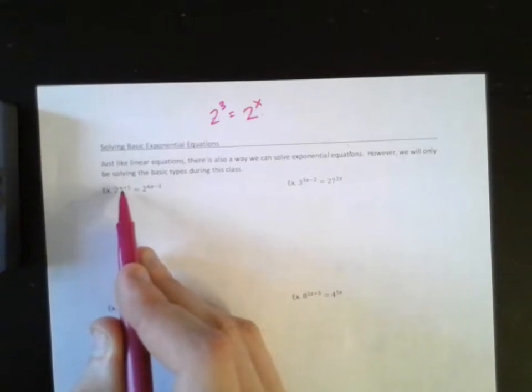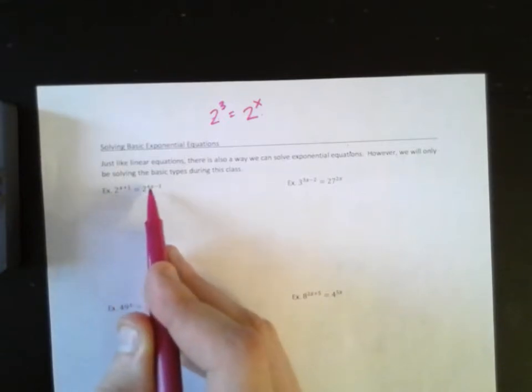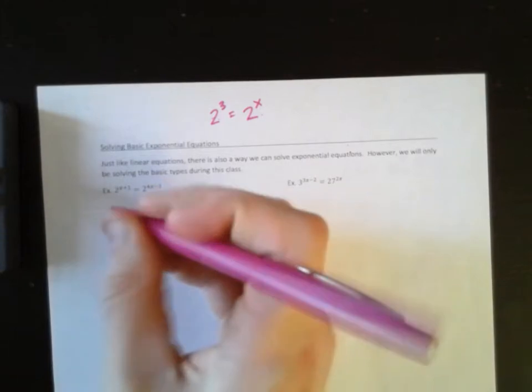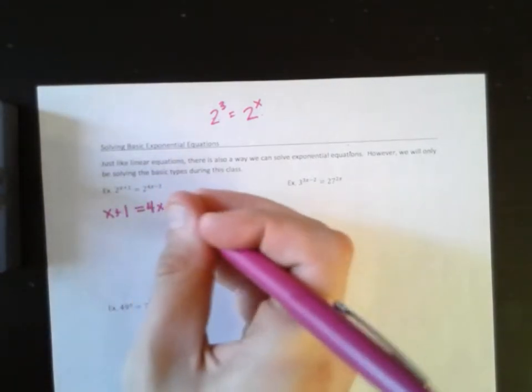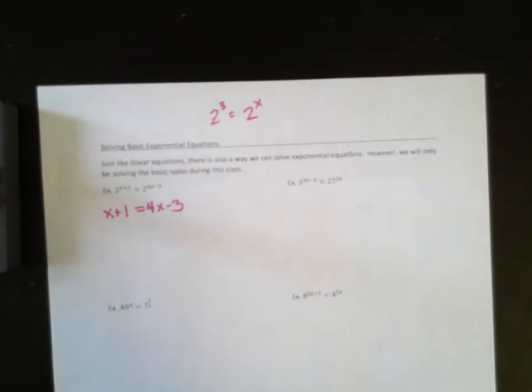So for example here, 2 is my base, raised to the x plus 1 power. 2 is my base, raised to the 4x minus 3 power. That means x plus 1 has to be equal to 4x minus 3. That is the only way you can have common bases equaling each other. The exponents have to be the same. Don't even worry about the bases anymore. We do care that they're common, but we don't care once we start solving them.